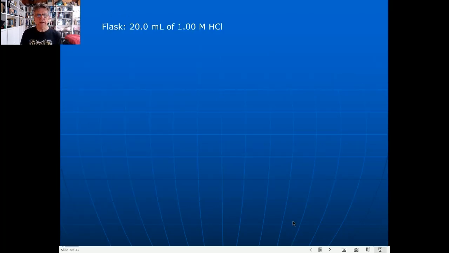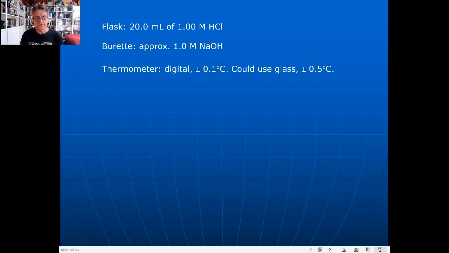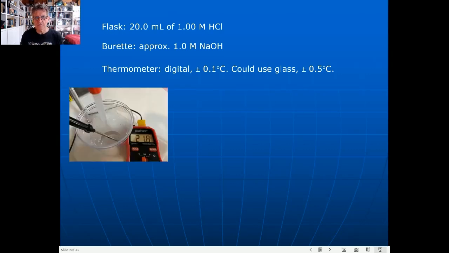Now this is the prac that I did. So I had 20 mils of 1 molar hydrochloric. I used 1 molar rather than 2, just for safety's sake. I used 1 molar sodium hydroxide in the burette. And the thermometer, as I was mentioning before, I just used the digital one, but you could use a glass one, of course. So here's my setup.